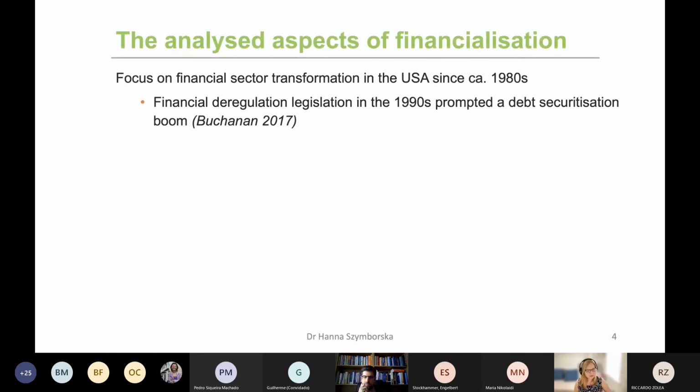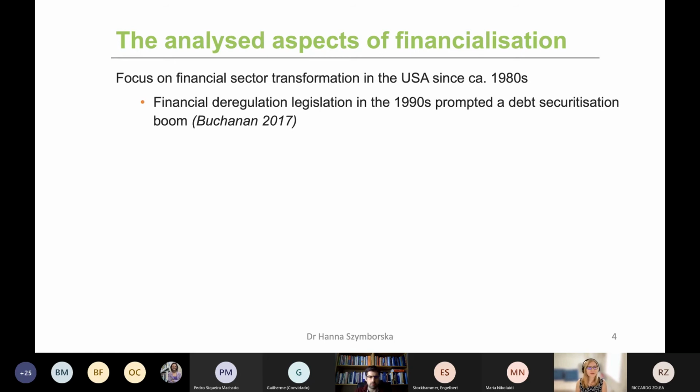Right off the bat, of course, financialization is a very vast topic, and I would like to clarify from the beginning that the aspect of financialization this particular analysis focuses on refers to what I call financial sector transformation, specifically in the context of an economy like the US, a highly financialized economy since roughly the 1980s. I will talk about some key processes that make this case quite unique on the one hand, but also interesting to study.